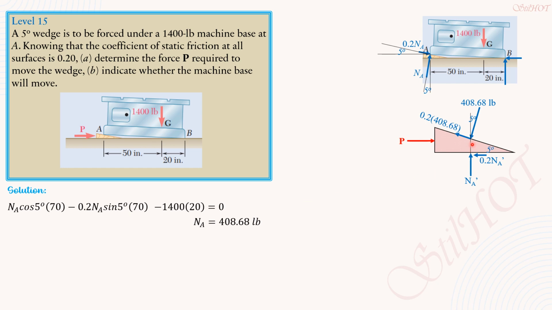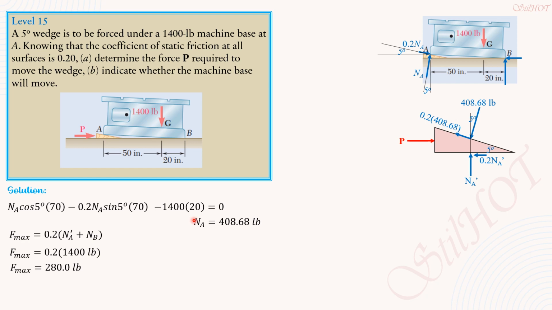So if this is the free body diagram of the wedge, these are the transmitted reaction forces. Let's call this NA prime. So F max is equal to 0.2 of NA prime plus NB. But NA prime plus NB is definitely equal to 1,400 because these are vertical upward reactions. It must be equal to this downward weight, or the weight of the machine base. So F max is equal to 0.2 of 1,400, and it is equal to 280 pounds. So that's the maximum frictional resistance. Then we need this in order to indicate later whether this machine base will move.